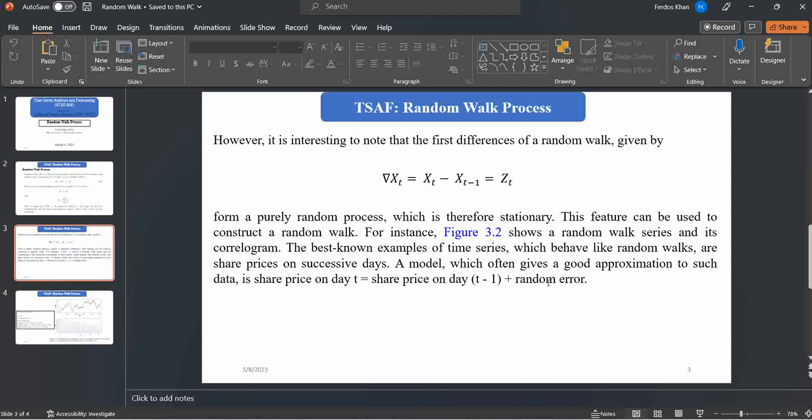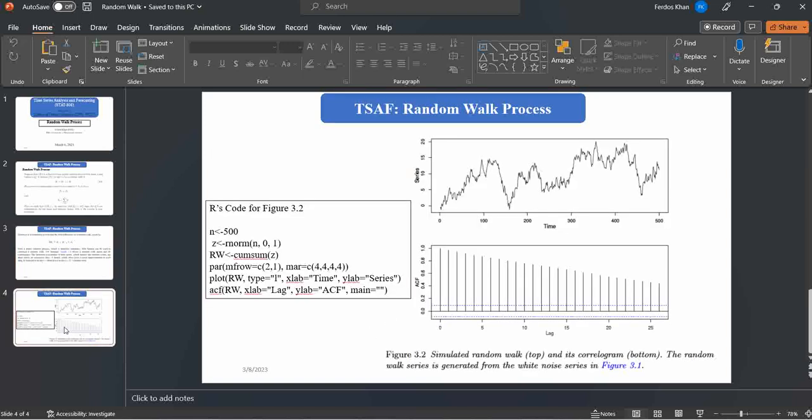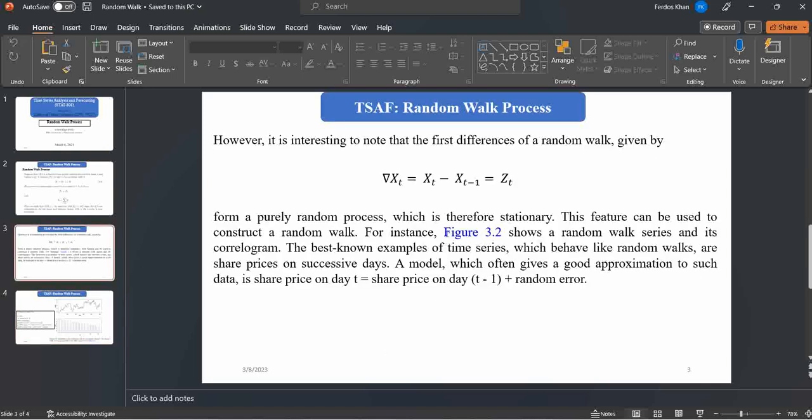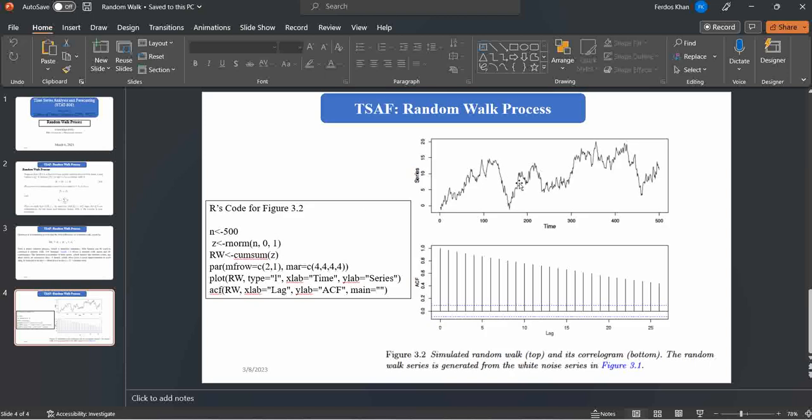Now I will show you how we can do this. You can see figure 3.2, which is mentioned on this slide. They generated this series using RStudio with this code, and then they drew the original data and the autocorrelation function. So let's see how we can do this in RStudio.